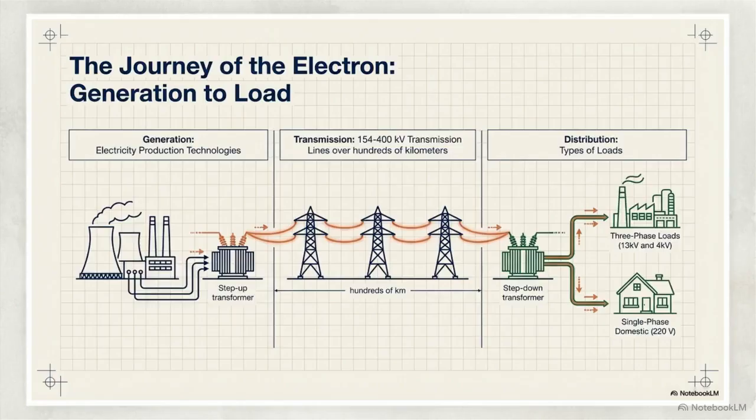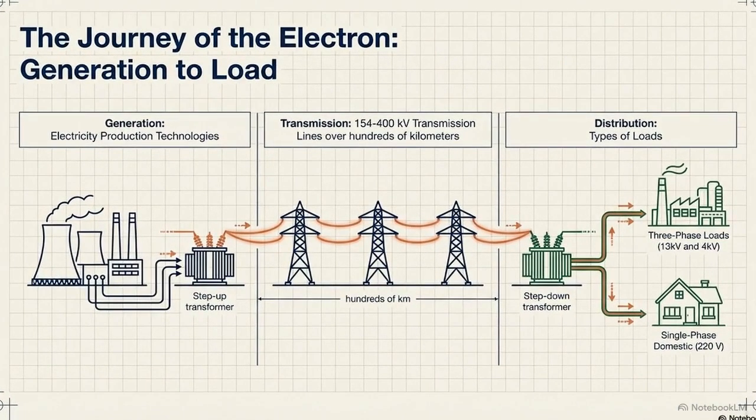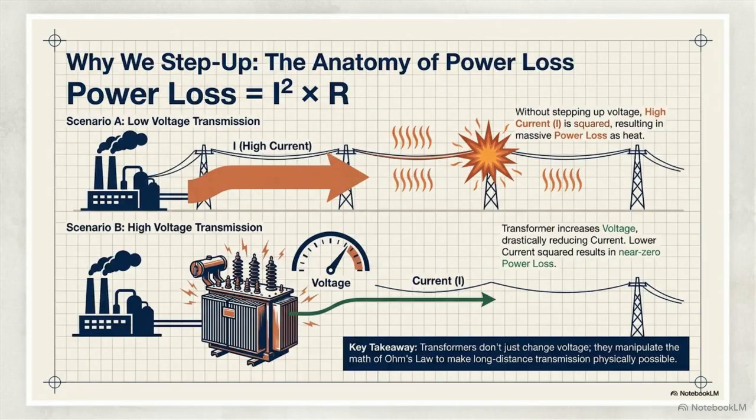This graphic maps the macro journey of the electron. It traces the path from generation at the power plant through long-distance transmission down to local distribution. The massive vulnerability in the system lies in the center. Transmitting power over hundreds of kilometers of physical wire exposes the energy to significant physical resistance. This diagram shows the absolute mathematical dictator of grid design, the formula for power loss.